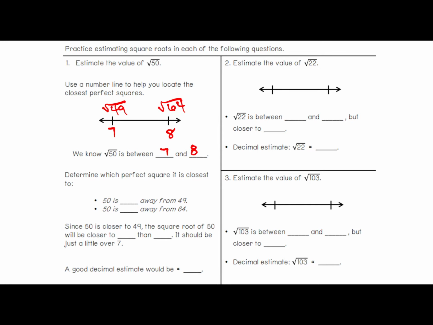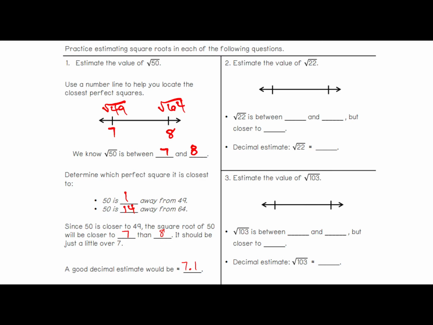To determine which one it's closest to, 50 is 1 away from 49, and 50 is 14 away from 64. Since 50 is closer to 49, the square root of 50 will be closer to 7 than 8. And it will be a little over 7, so I would say like 7.1.